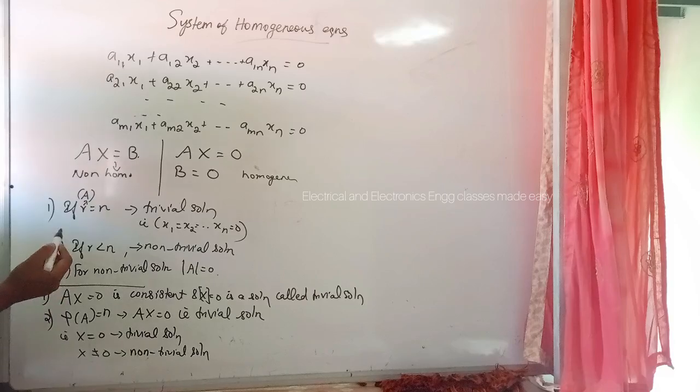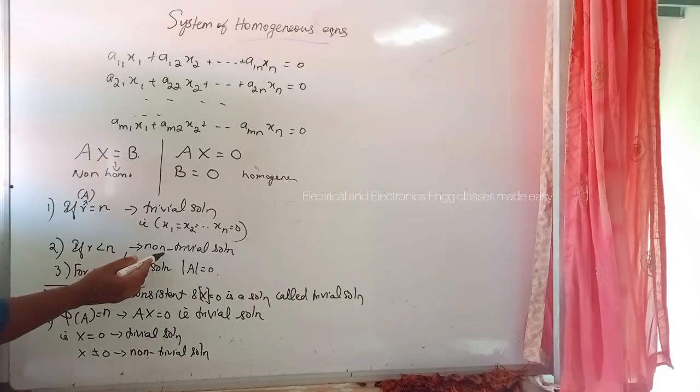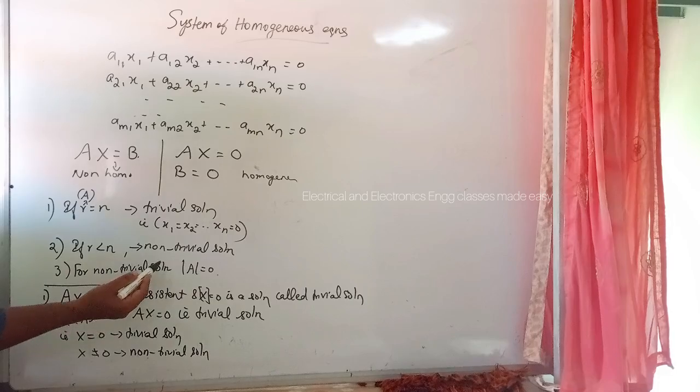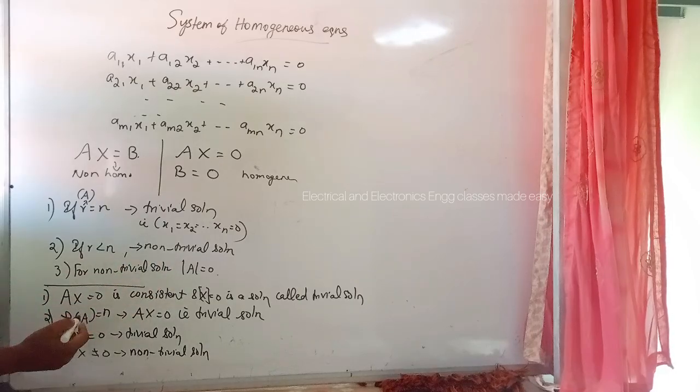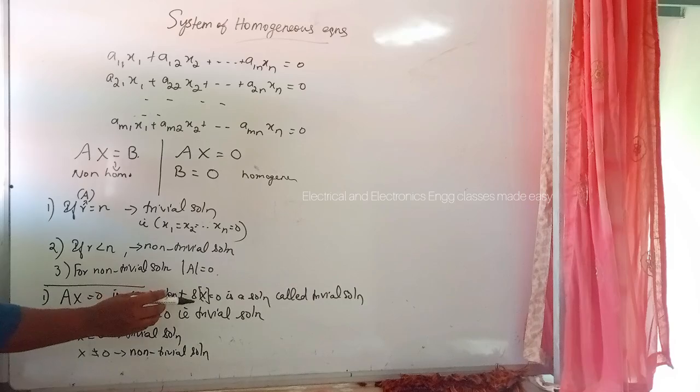Then second one is if rank of A is less than the number of variables, then there exists a non-trivial solution. For non-trivial solution, determinant of A is equal to 0. Also note that Ax equal to 0 is always consistent. That is, x equal to 0 is always a solution. And this solution is called trivial solution.